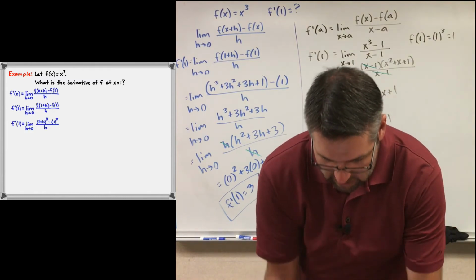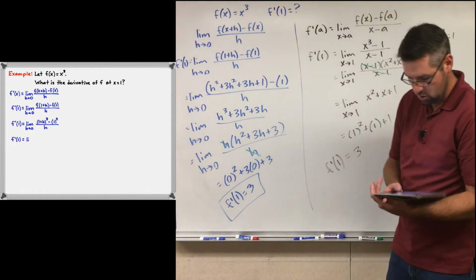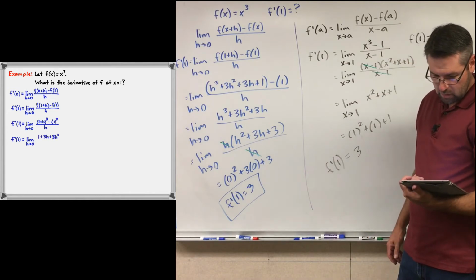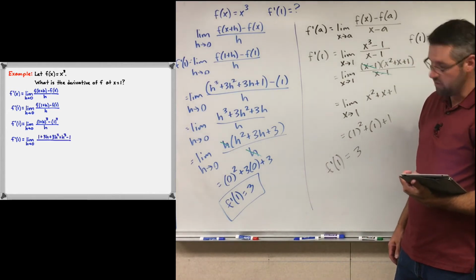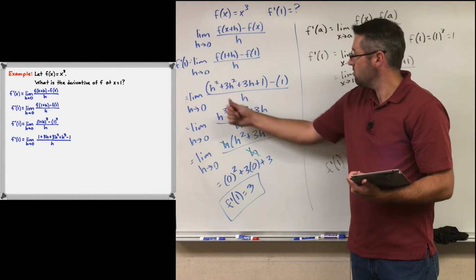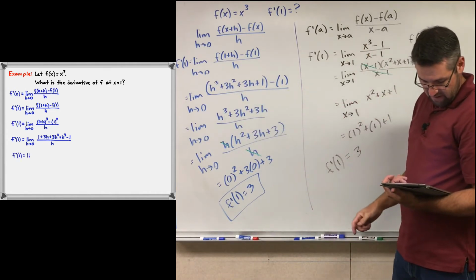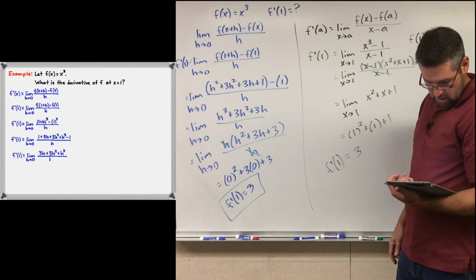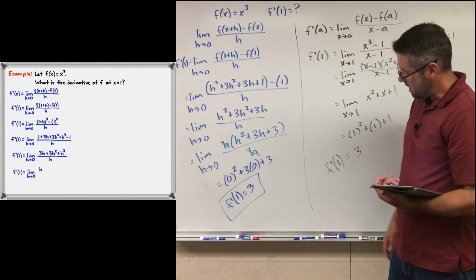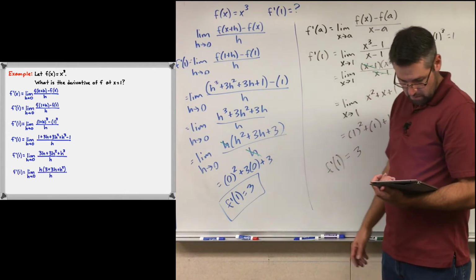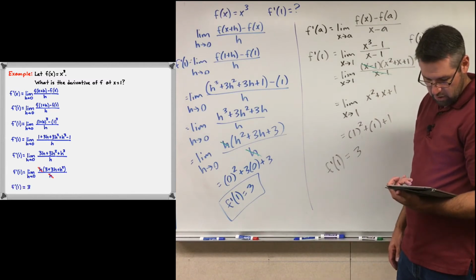Again, looking at our traditional definition, we're plugging in 1 plus h into the function, and we end up with this. We plug in 1 to the function, we end up with that. We combine like terms, and then we go ahead and factor the h out, and then we can see that the h is reduced. Then we can plug in 0, and we end up with 3 as a result.